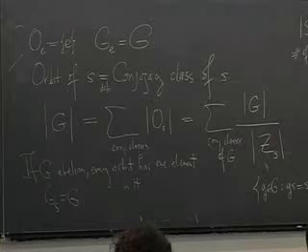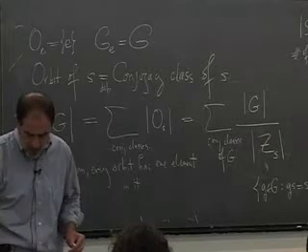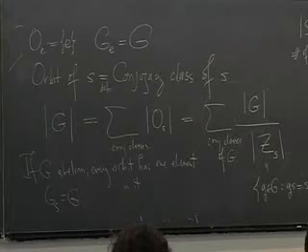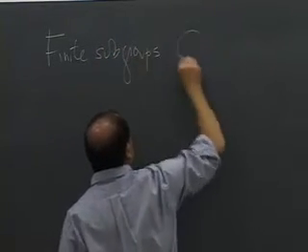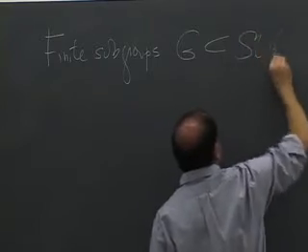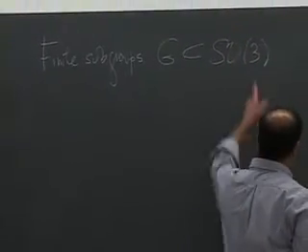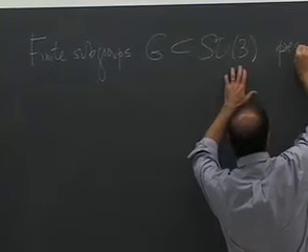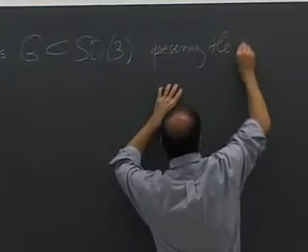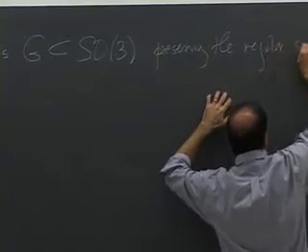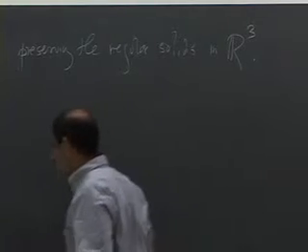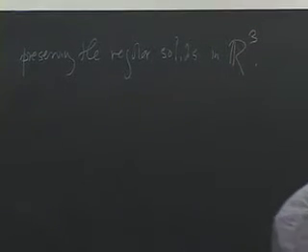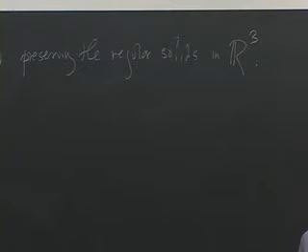So I'm going to do this for you in a famous problem of the groups that preserve the regular solids in R3. So we want to take a look at finite subgroups G inside of SO3, the orthogonal group on 3 dimensions, preserving the regular solids in R3. We're going to come back to this a little bit more, but we'll start with it today.